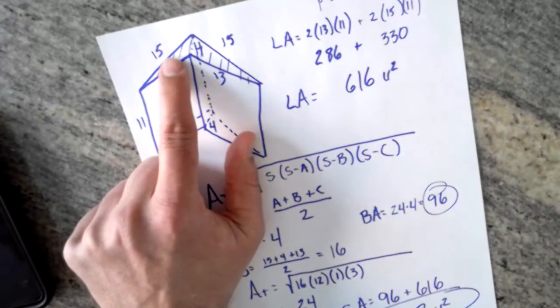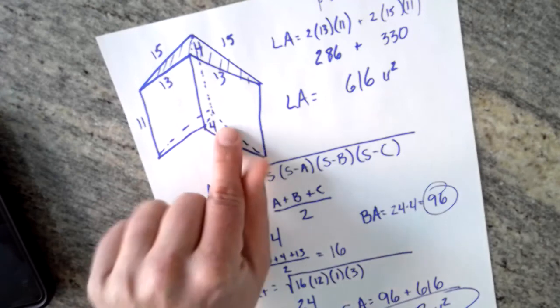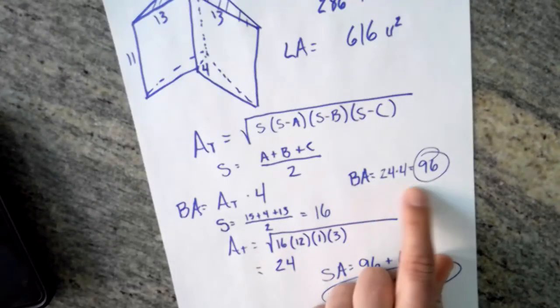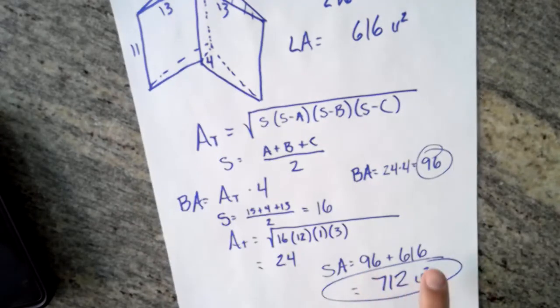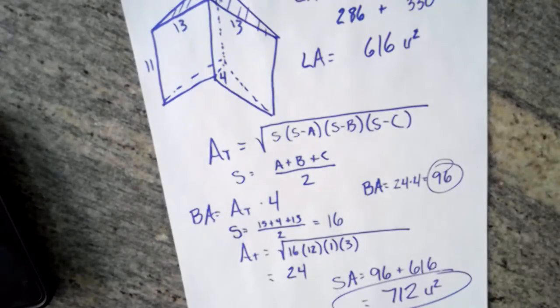Notice there are 1, 2, 3, 4 of those triangles, so we have to multiply that by 4. So our total area is 96 plus 616, and I believe that is 712 square units. I hope this works. Boom!